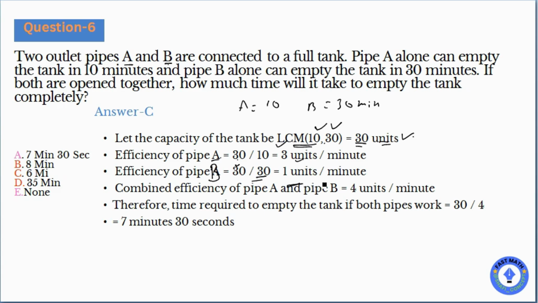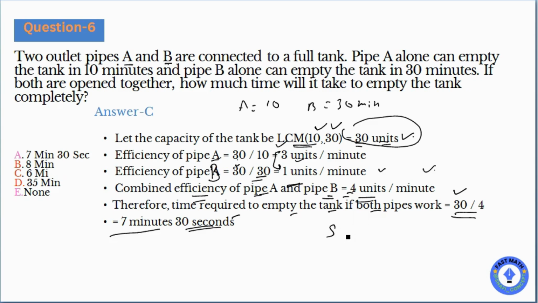What is the total efficiency? The addition of 3 plus 1. The combined efficiency of A and B is 3 plus 1, this is 4 units per minute. The total time to empty the tank is the total LCM, this is 30, divided by the total efficiency, this is 4. 30 by 4 is equivalent to 7 minutes 30 seconds.